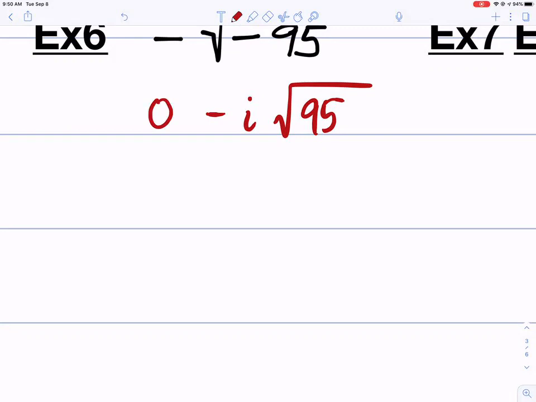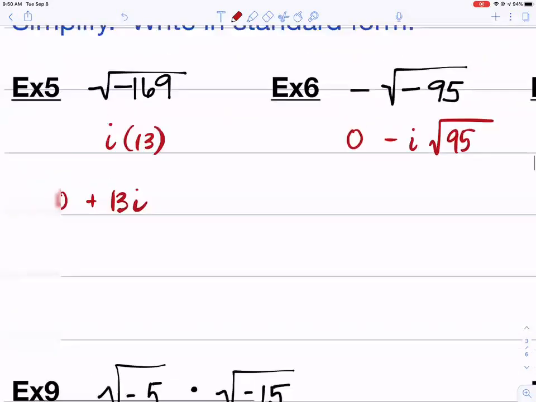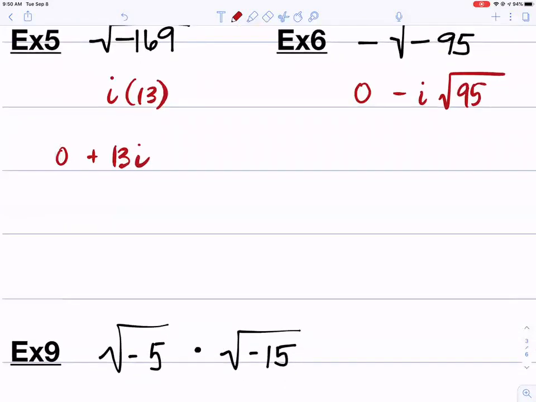Now, I gotta ask you something. Dylan asked me for number 5, can we please put the 13 in front of the i? How come I haven't done that on example 6? Why didn't I put the i behind the number on example 6? No, it's still multiplying. 13 times i, root 95 times i, still multiplying. It would still be times. What'd you say, Justin? Feels right. It feels right? It looks right.